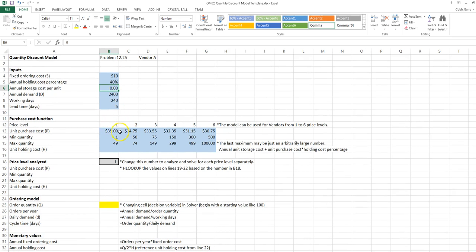We have a quantity discount schedule with 6 price levels. For example, the unit purchase cost is $35 if we order between 1 and 49 units of the product. If we pay a lower price, we must order more units of the product. For example, to purchase for $32.35, we would have to order a minimum of 150, or as many as 299.